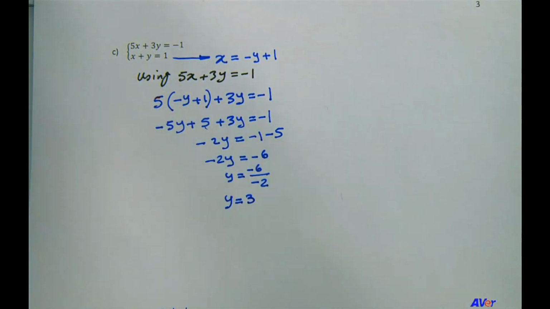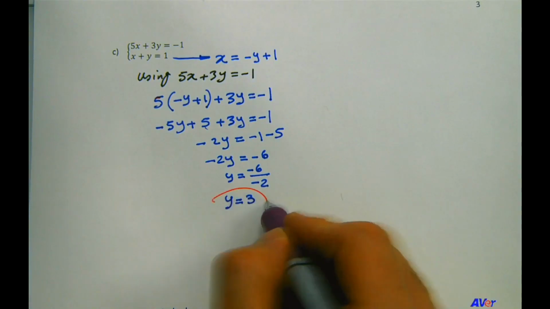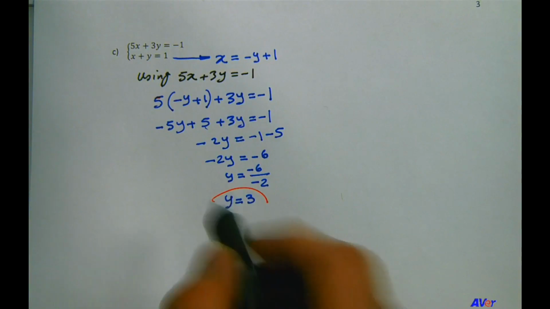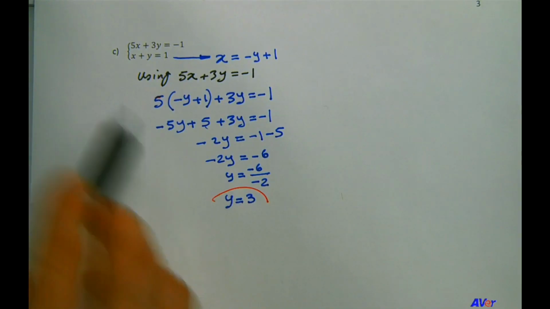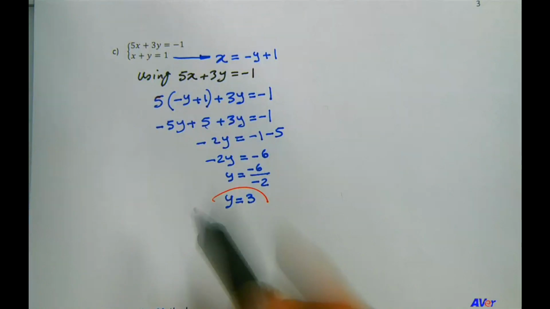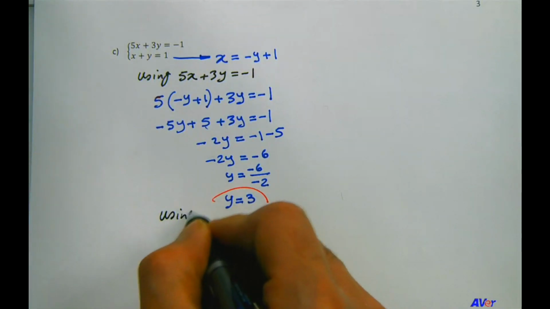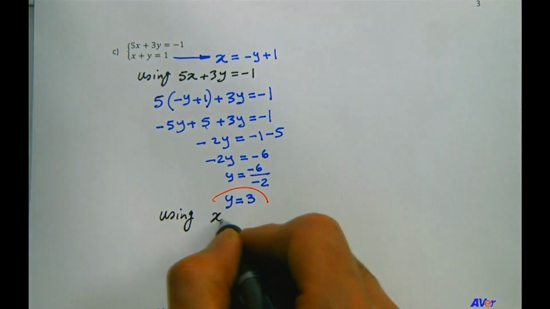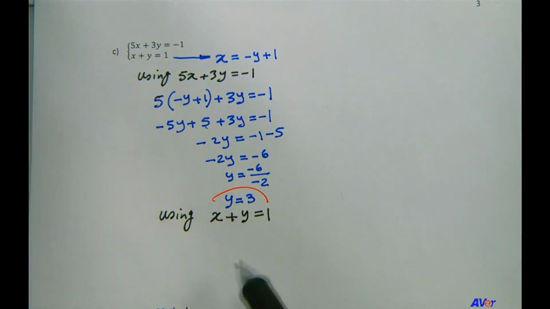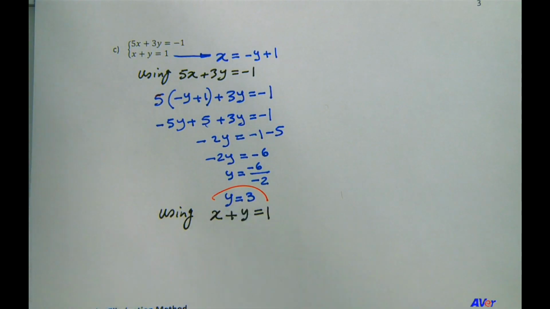So we found one of the solutions here. So the two lines are indeed not parallel. So then let's substitute for y with 3 in any of these equations. This seems to be the easiest one. So let's use that. Use whichever equation is easier. Using x plus y equals 1. So I'm using the bottom equation. Then replace y with 3.